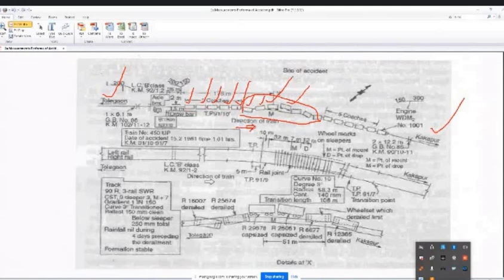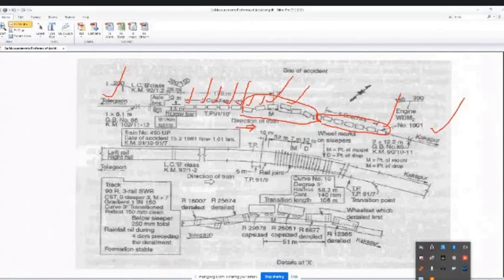Then show the non-derailed coaches, and if it is wagons, wagons. Like this you have to show: 5 coaches not derailed, then derailed, then another 5 coaches not derailed. Then the engine number. Here the engine number is WDM2 1001, some number he has given. Don't think a 3-4 digit number is not there; 4 digit numbers are only for meter gauge and narrow gauge. Nowadays we use 5 digit numbers like 13270.